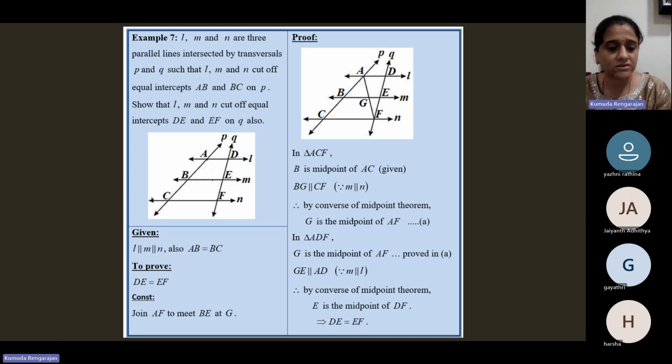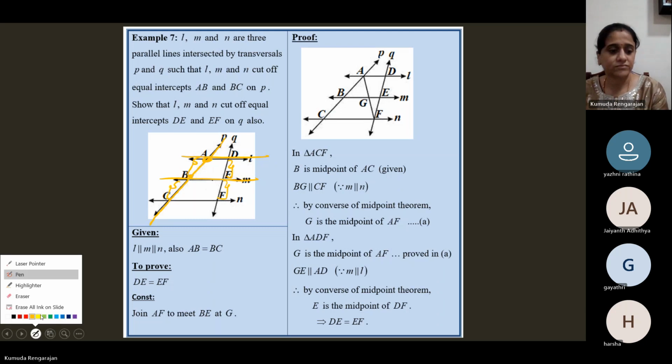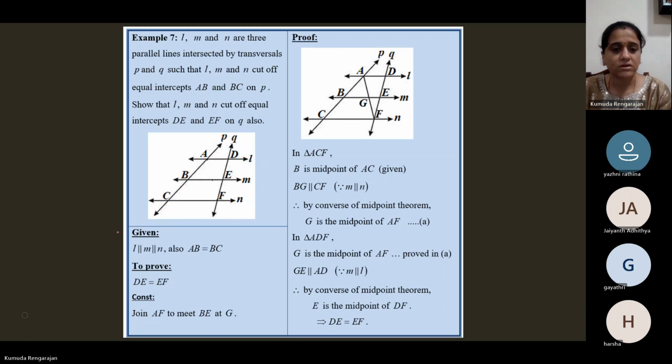Okay, so here, see, this line is parallel to this line, right? This is a transversal. Now, this one is an intercept. AB is an intercept. BC is an intercept. DE is an intercept. EF is an intercept. These intercepts are parts, meaning pieces, of the transversal between the 2 parallel lines.